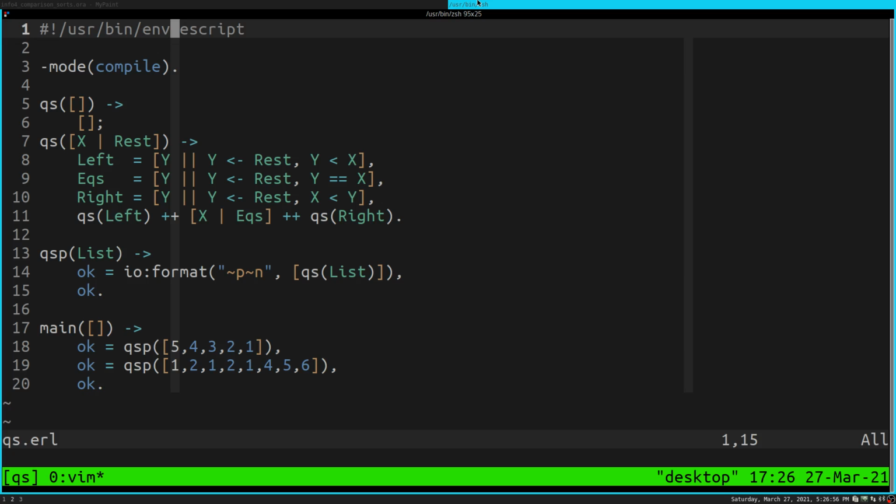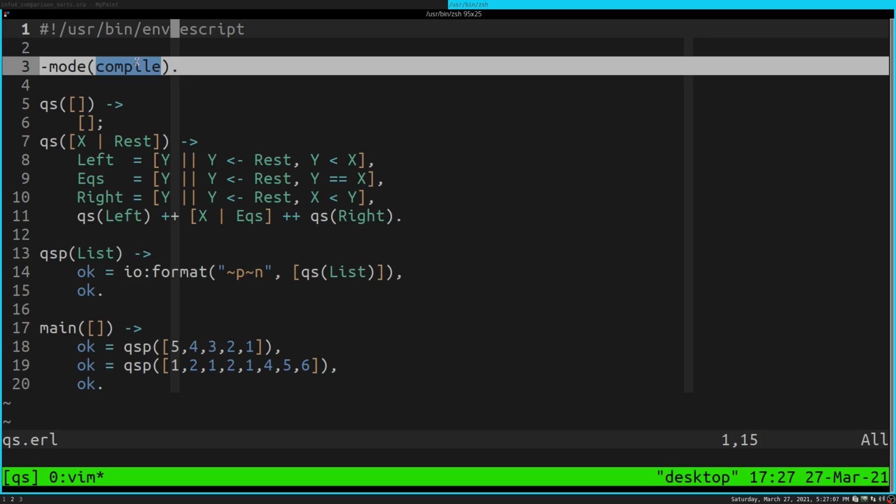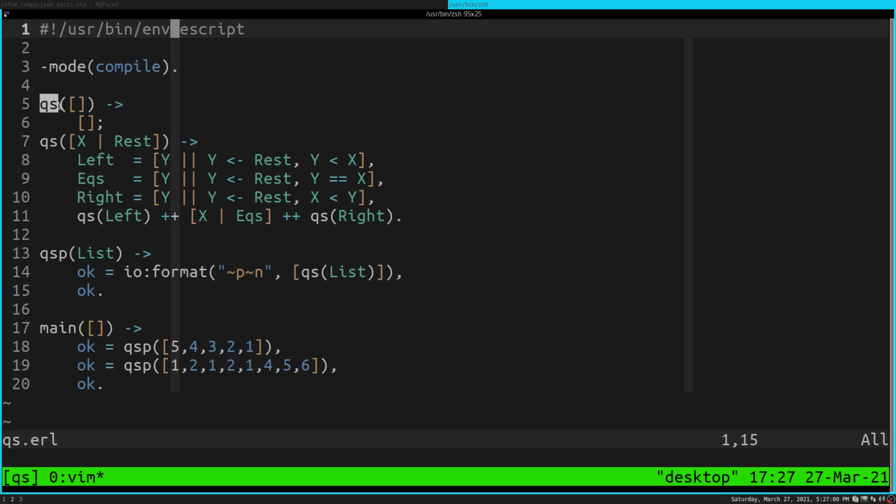This is an escript, Erlang script. The first line is /usr/bin/env escript, so that's a crunch bang. Mode compile says compile this before trying to run it. So here's the quicksort algorithm. Quicksort on the empty list returns the empty list. Great. Quicksort on a list that is non-empty, so it has something prepended onto the rest. Who really cares what the rest is? Let's just look at the bottom of the function.